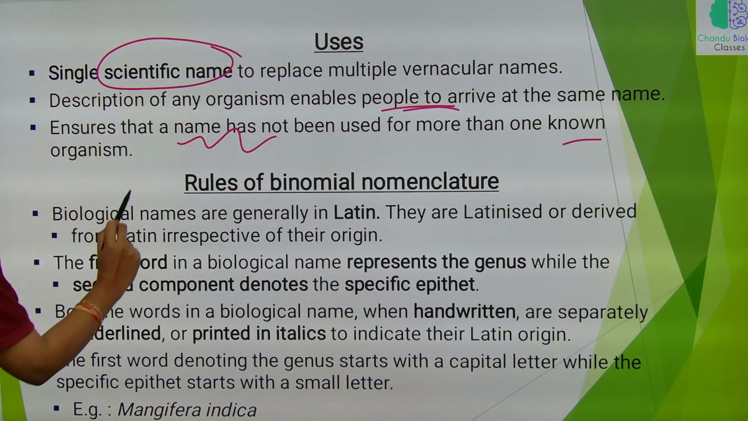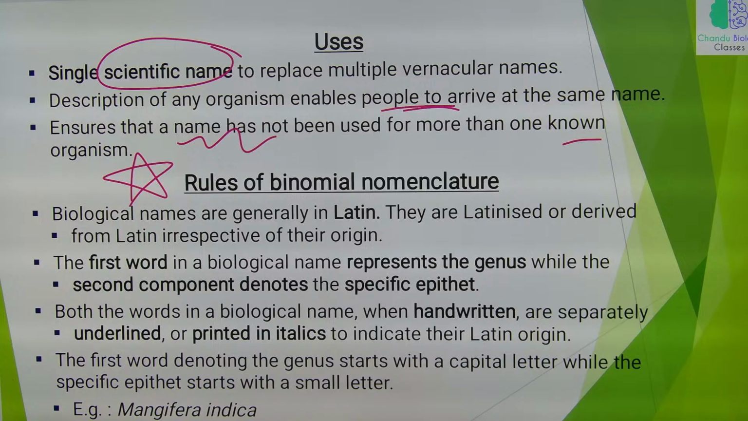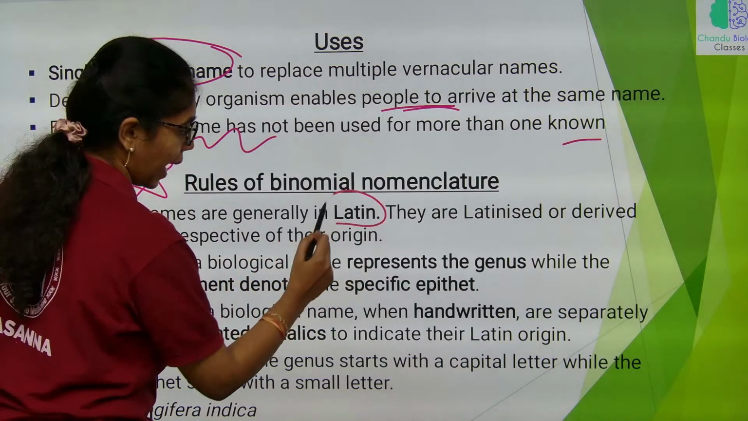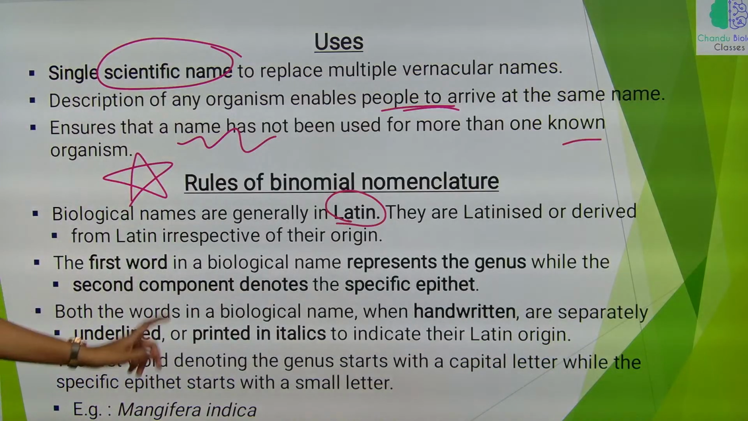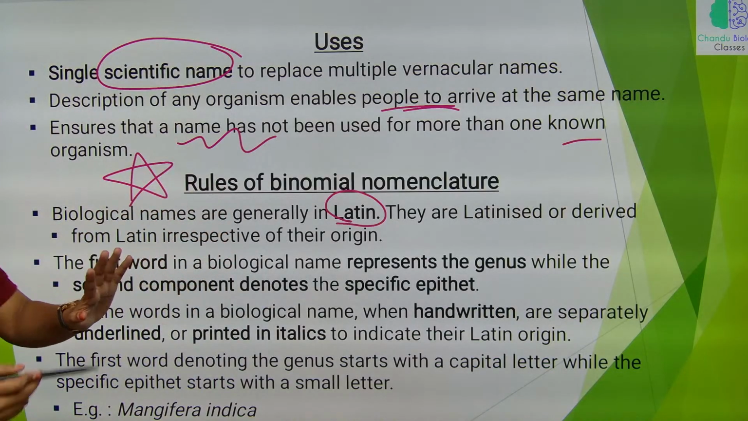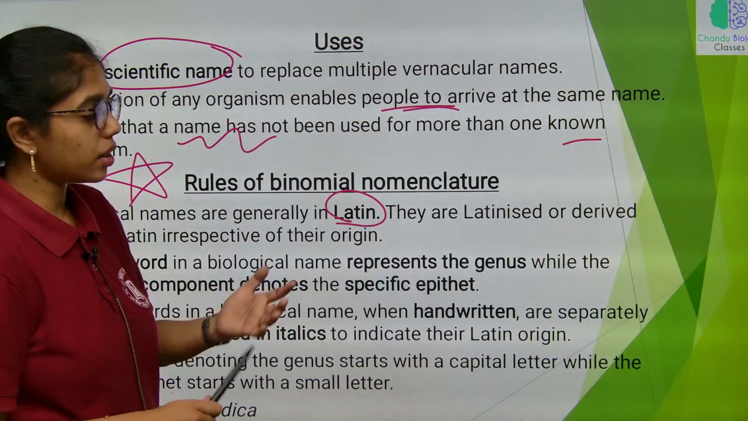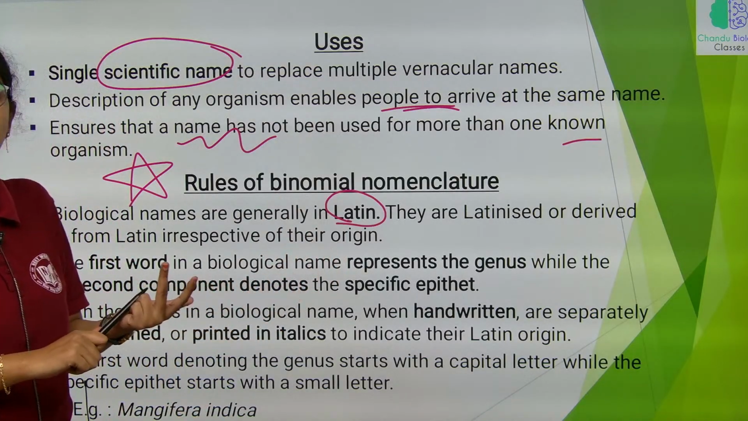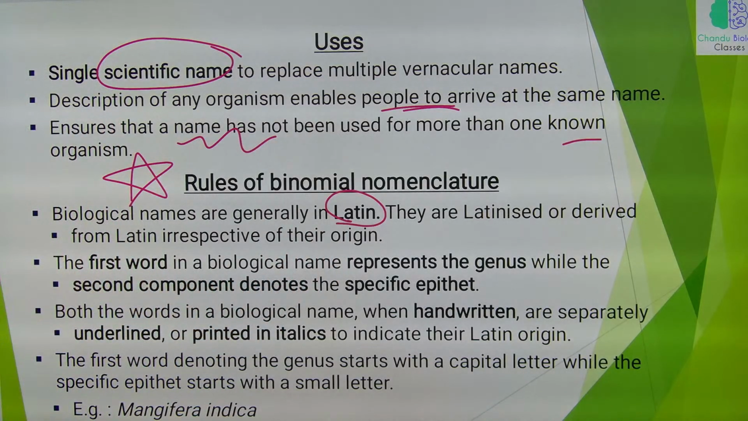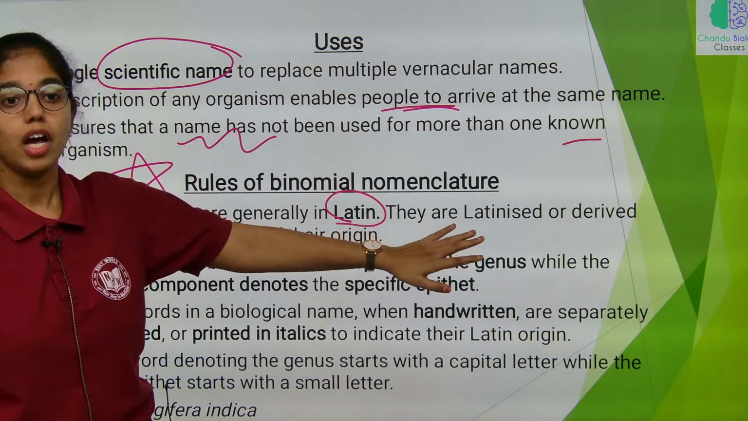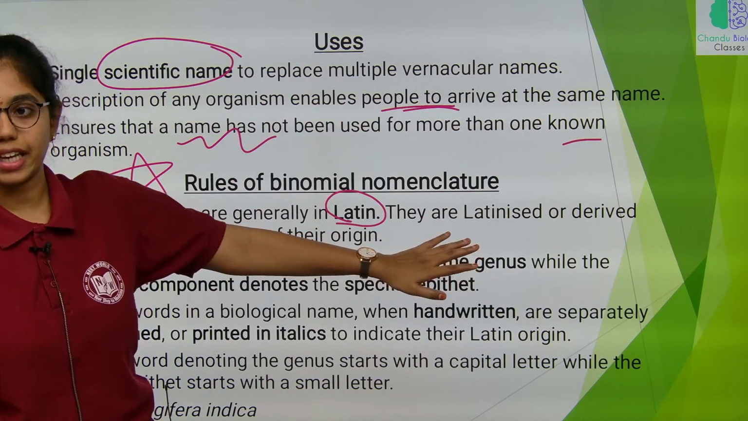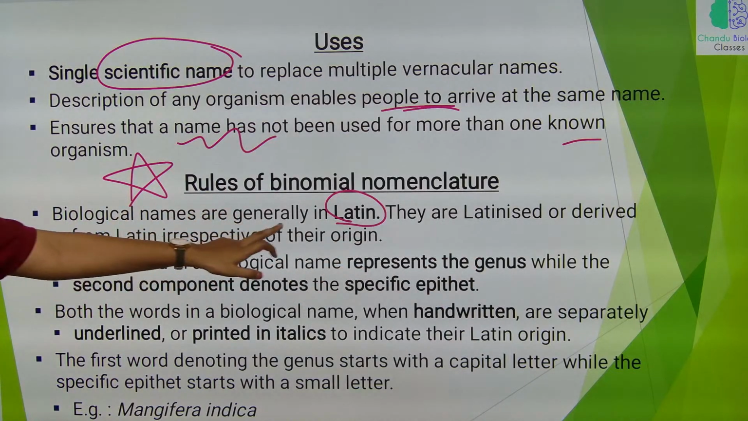Rules of binomial nomenclature are very important. First, biological names are generally in Latin. All the biological names are generally in Latin. Usually all the time we will extract the terms from Latin or Greek because they are dead languages. They don't evolve at all. Nobody is using them, so there is no evolution in the language. So all the scientific names are being taken from Latin. In systematics though it is Greek. So biological names are generally in Latin.